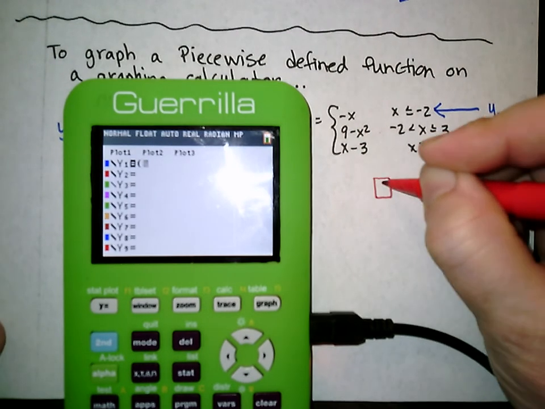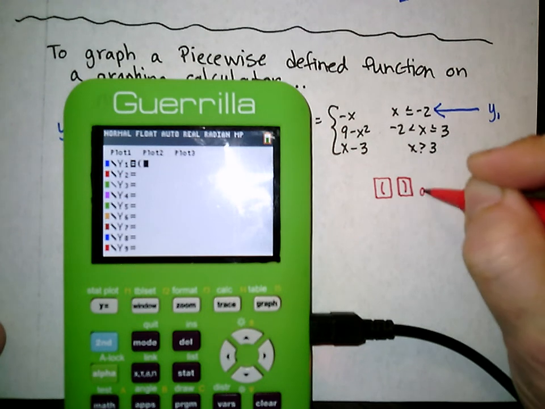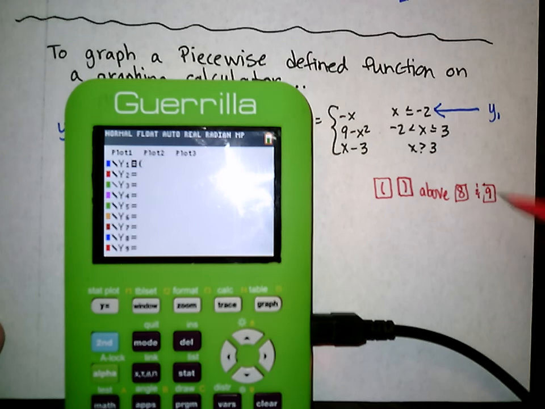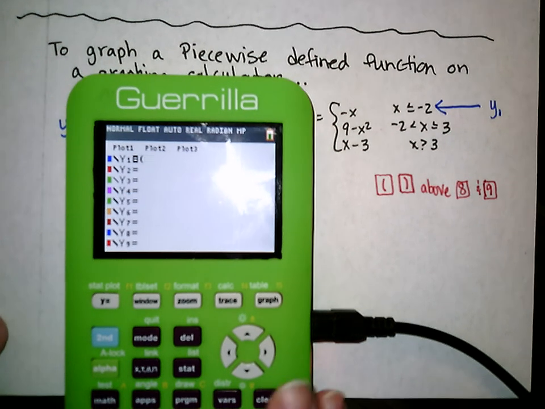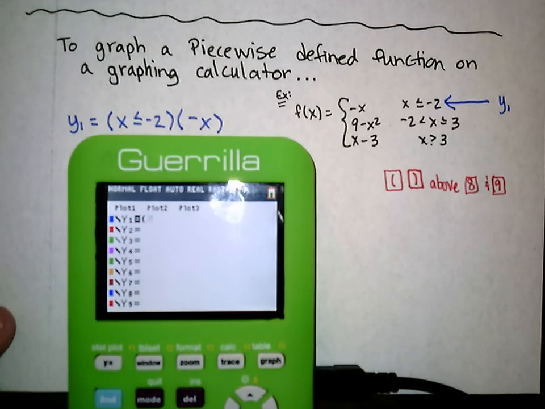So the parentheses are above 8 and 9. Like the parentheses are actually keys. You don't have to do second or anything for them. And then I need to type x is less than or equal to negative 2.